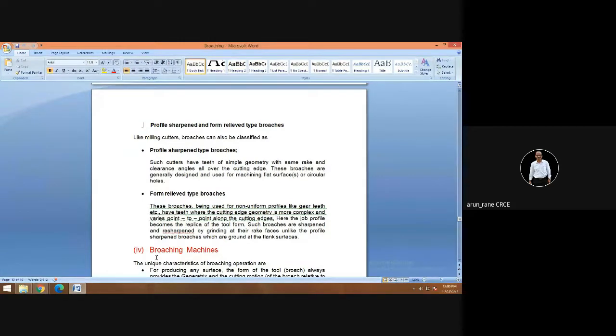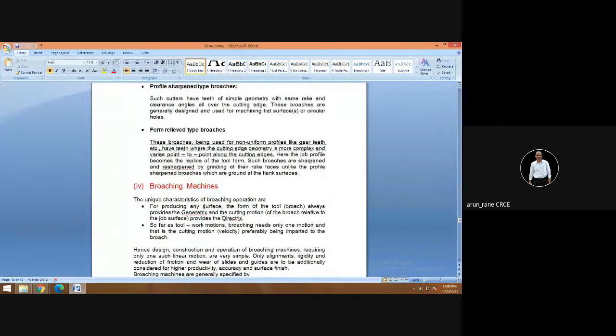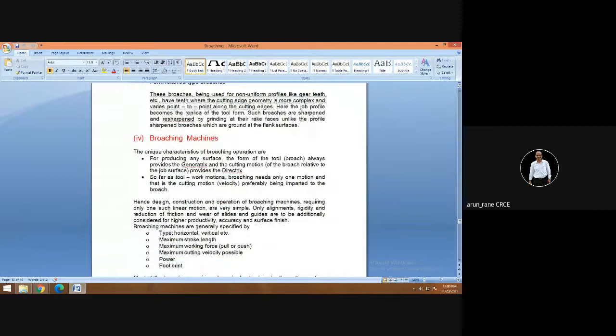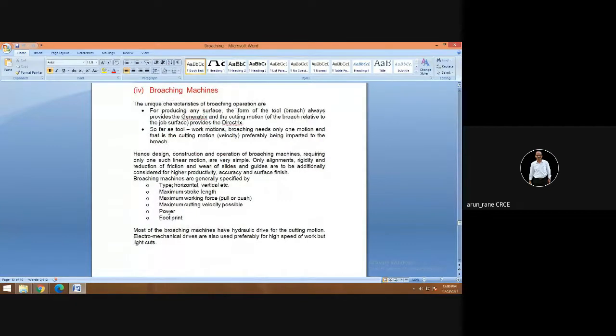Form relief type broaches are used where the profiles are non-uniform, but you don't bother about this because that is too deep. Whereas in the case of profile sharpened type broaches, the rake angle and the clearance angle remain the same for all the cutting teeth. So this was about the pull type broach, push type broach, profile sharpened broach, and form relieved broach, out of which pull and push broaches are common.